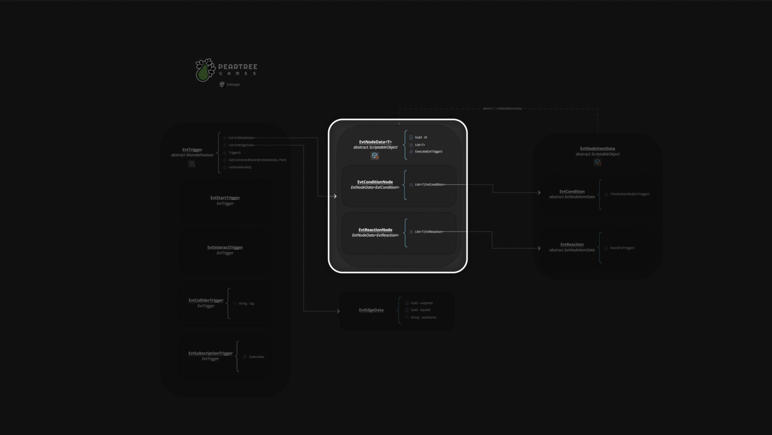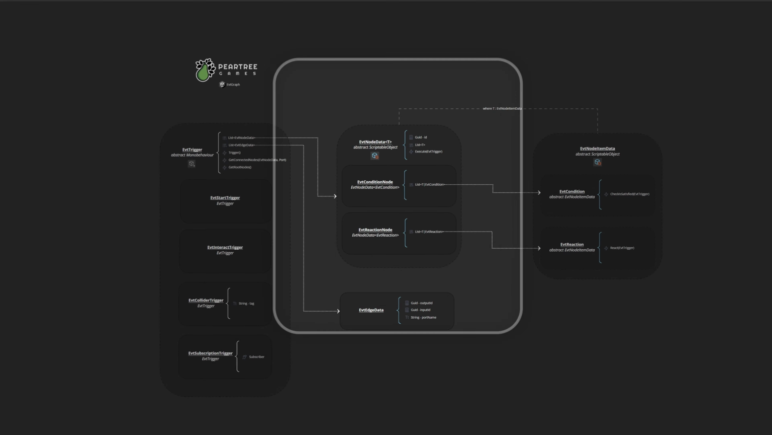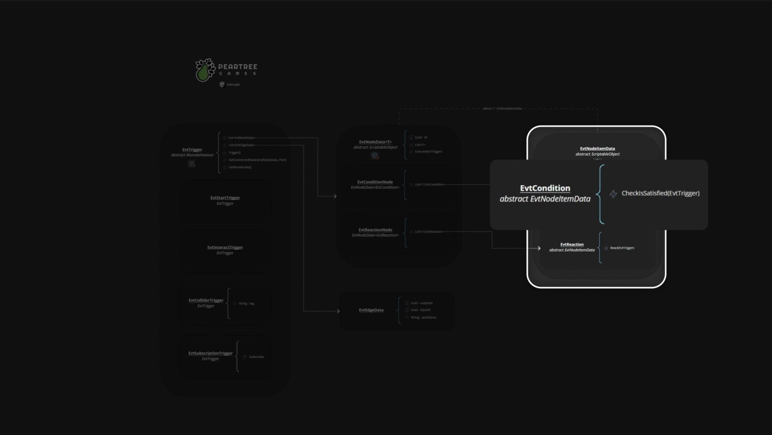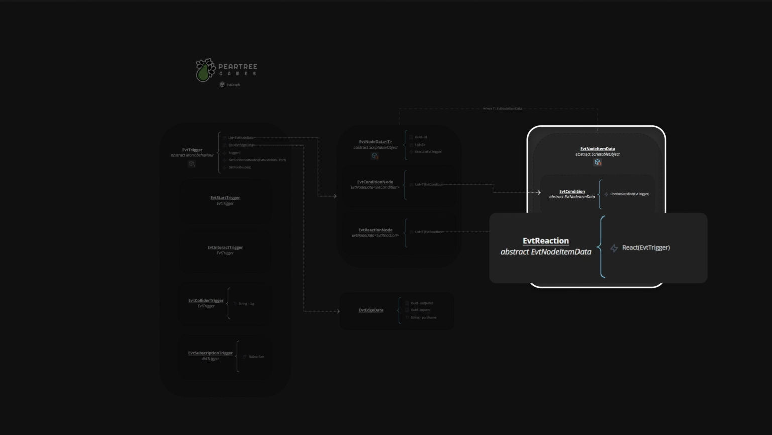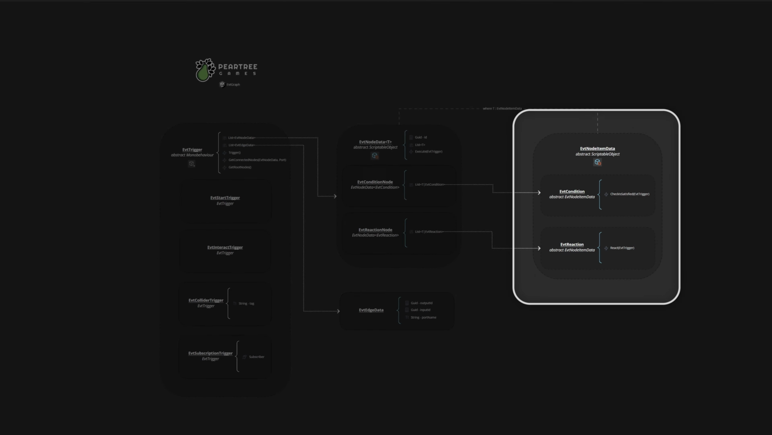Our event node data is a generic of type event node item data and has a unique ID and a list of items. There are 2 node types, condition nodes and reaction nodes. Condition nodes have a list of event conditions, while reaction nodes have a list of event reactions, each of which we'll be inheriting from and filling out a bit later.